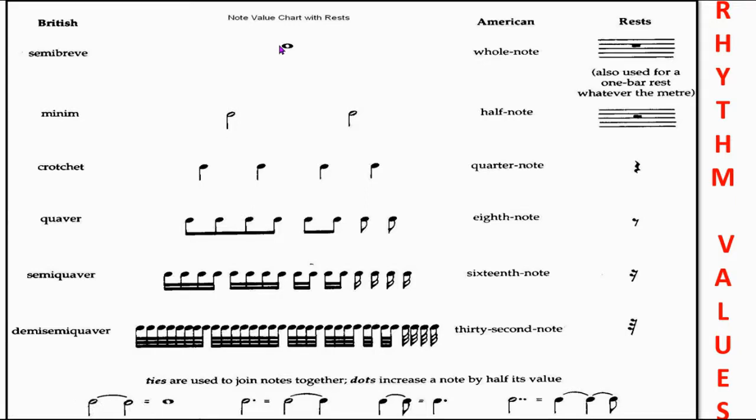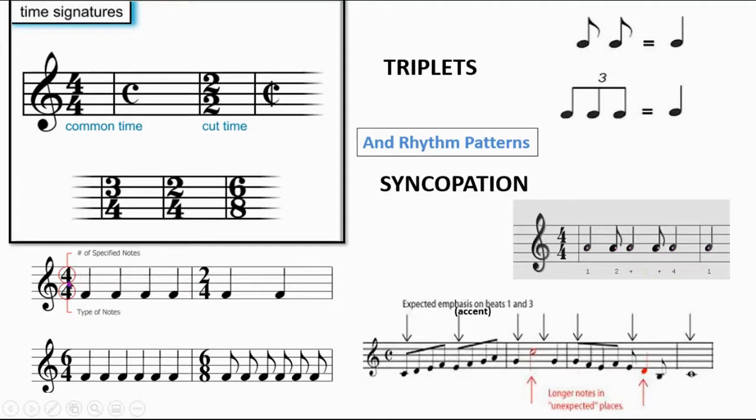1, 2, 3, 4, and 1, 2, 3, 4. 4 means quarter note. So what this means is that I have 4 quarter notes in this particular bar or measure. You see this line is called a bar line.